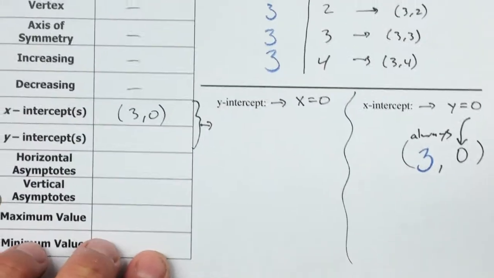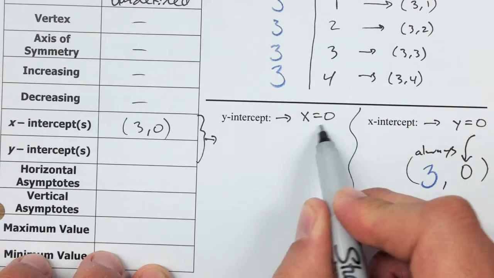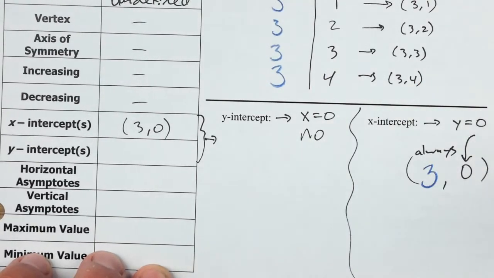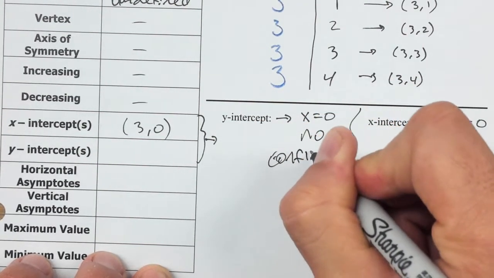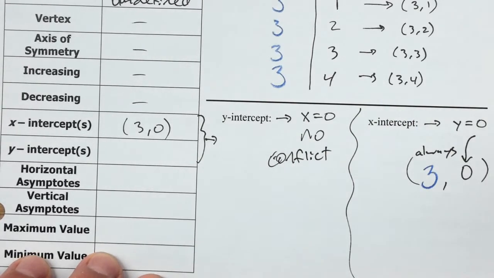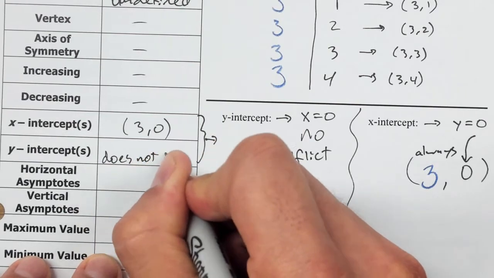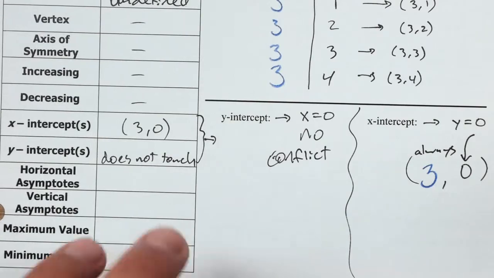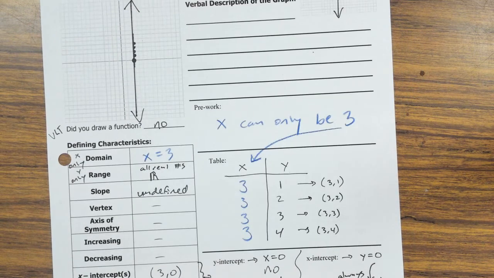Now our y-intercept. X equals 0. Can x be 0 for this problem? No. There's a conflict because x can only be 3. And so what we're going to say is, when there's a conflict, it does not touch. And if you look at your picture, does it touch the y-axis? No, it does not. So that's going to be that answer.